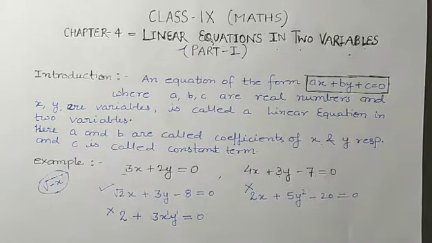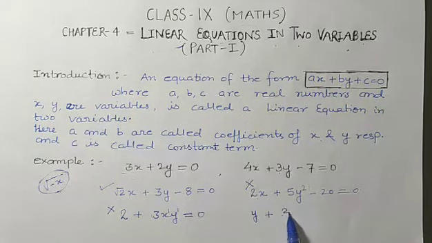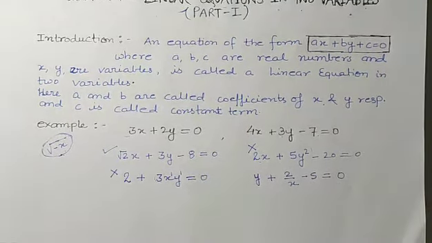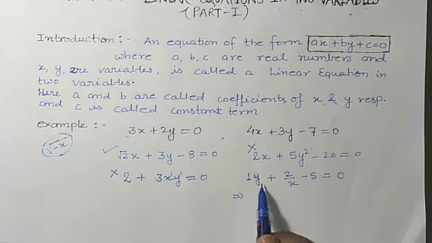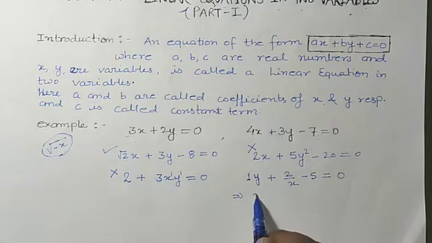One more thing, see this, if I write y plus 2 upon x minus 5 is equal to 0. Is it linear or not, students? So let us check. The coefficient of y is 1, and x is in the denominator. Okay, so let us first simplify it. When you simplify it, just multiply by x in all terms. So you will get what?